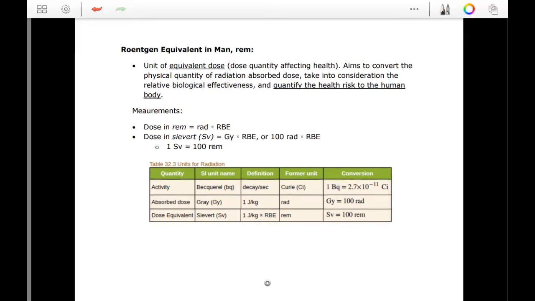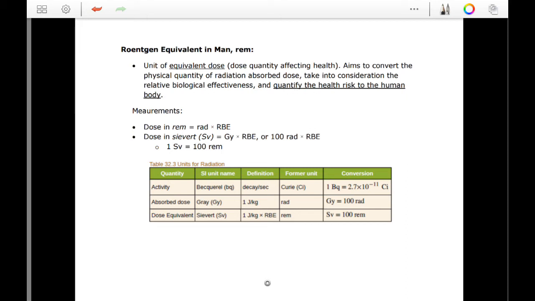And they come together when you consider the Roentgen equivalent in man, or REM. REM is just a unit of equivalent dose, and an equivalent dose is defined as the dose quantity affecting health. REM basically aims to convert the physical quantity of radiation absorbed dose and take into consideration the relative biological effectiveness to quantify the health risk to the human body.